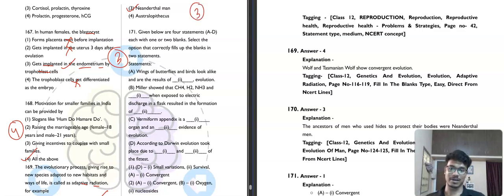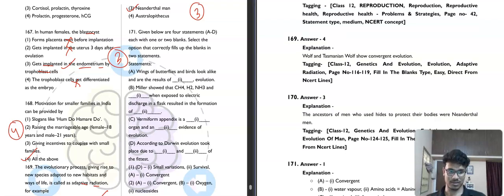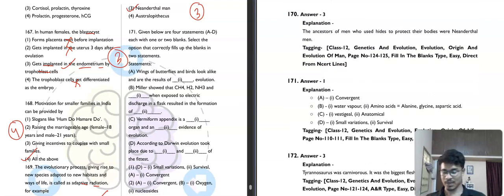Then question number 171. Oh my god, this is a very long question, right? But very easy question. So just filling the blanks. It is saying that wings of butterfly and birds look alike and are the result of convergent evolution.